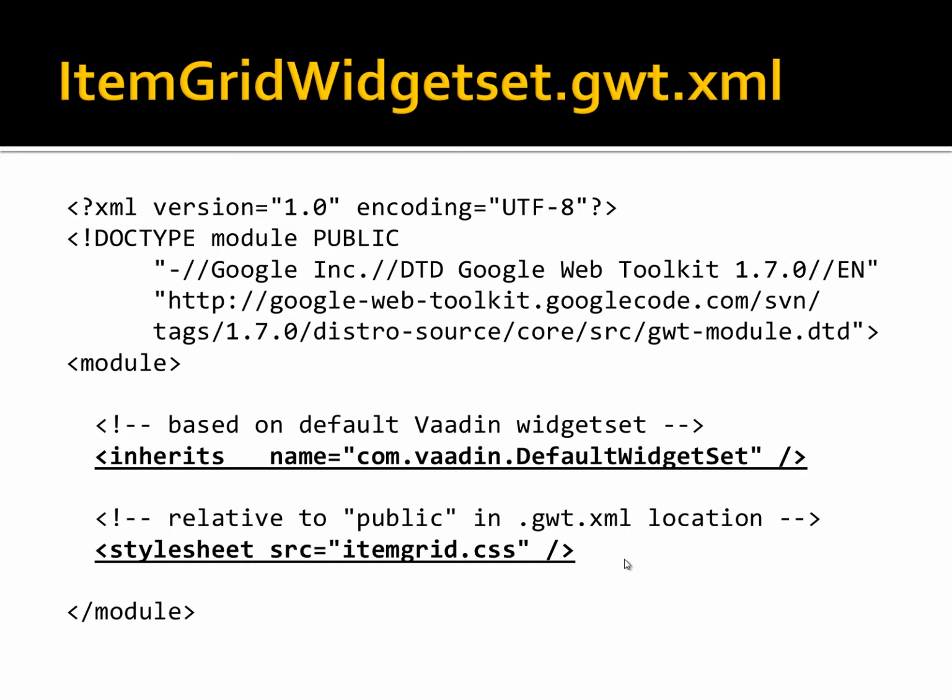And then if we want to add a style sheet to our widget, then we just specify its location here. And this is relative to a directory named public in the same directory of this file. So we have to create a directory called public where this file is located, and then we put the style sheet there.